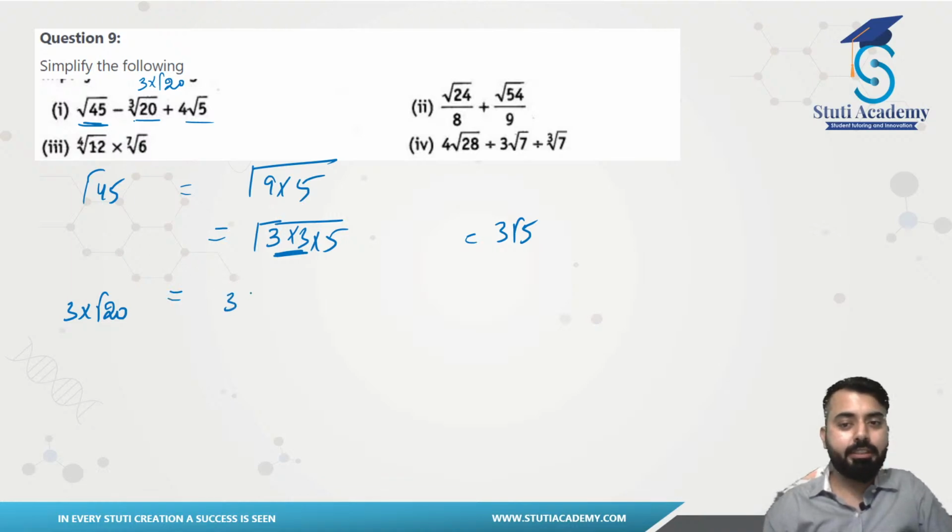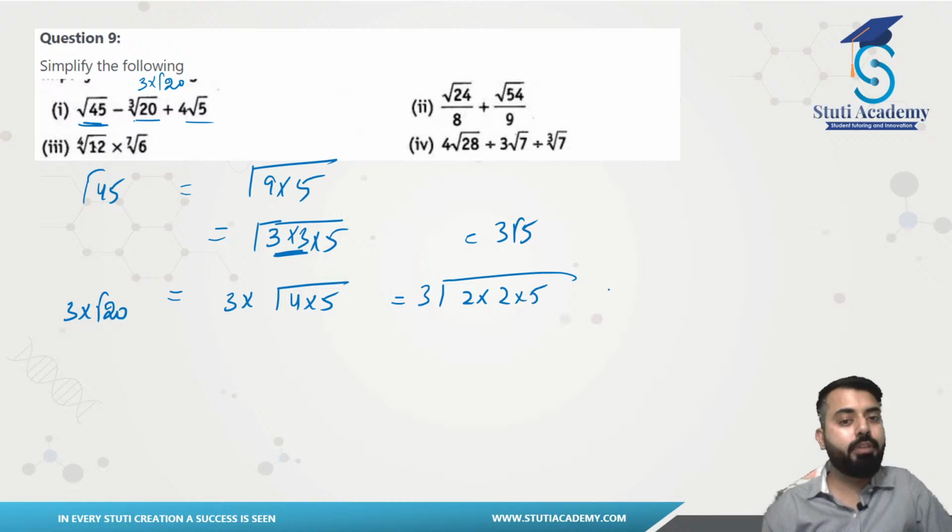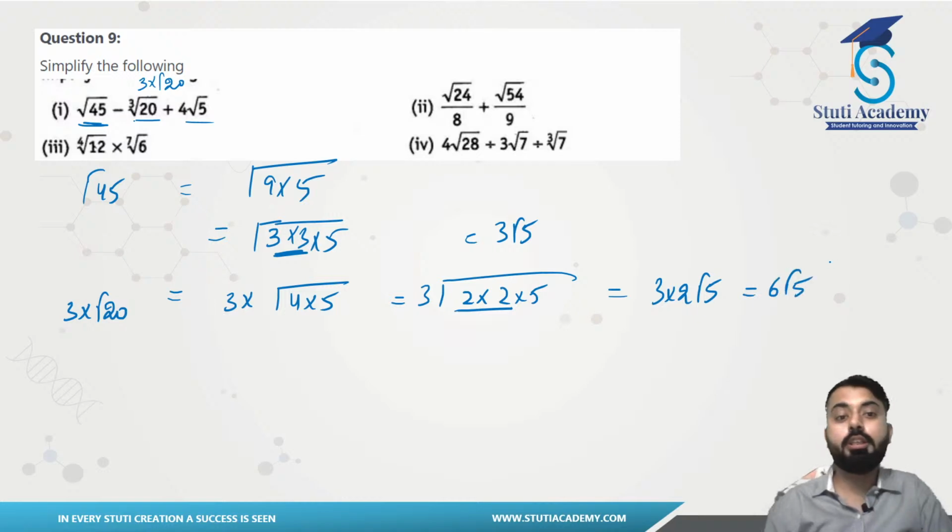Can you write it like this? 3 into 4 into 5, which can be written like this. 3 into 2 square root 2 into 2 into 5. This is again square. That will be what? 3 into 2 square root 5, which will be what? 6 square root 5. And ultimately you have what? 4 square root 5.